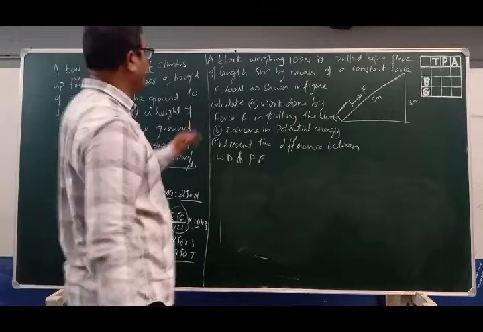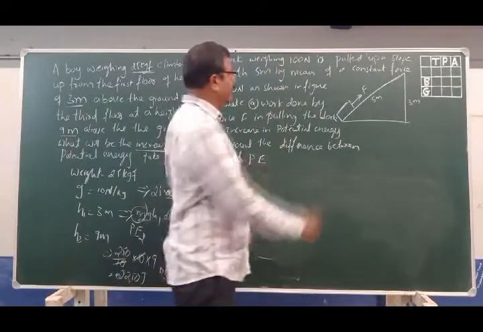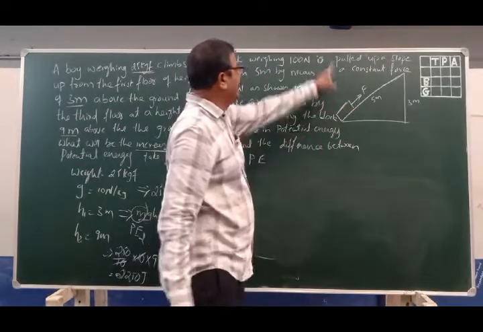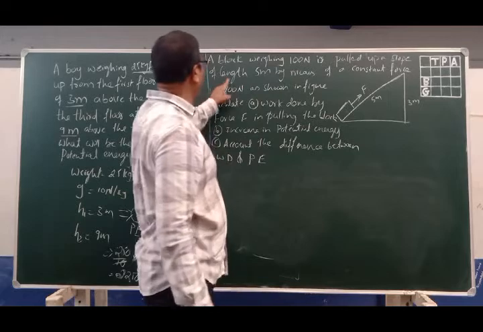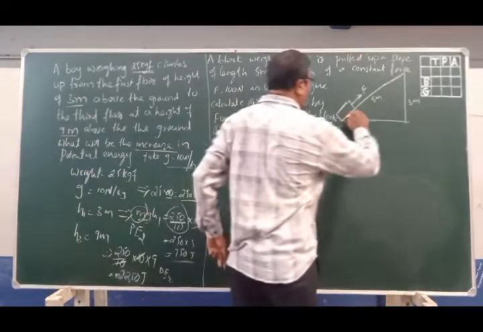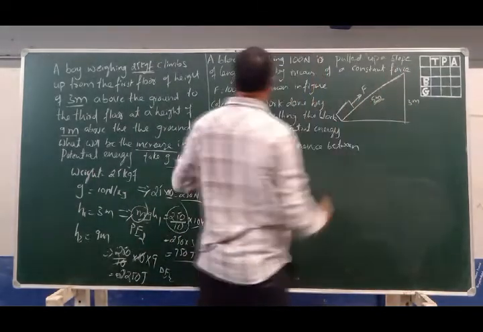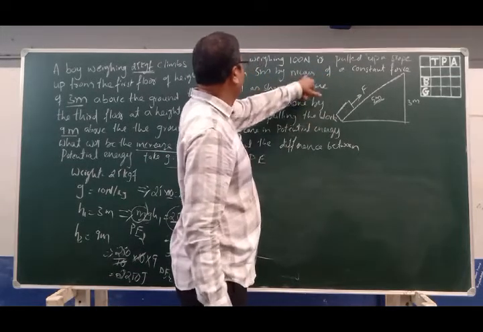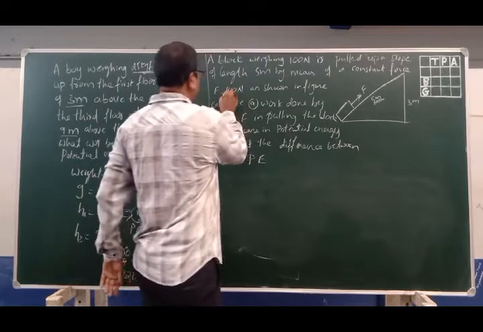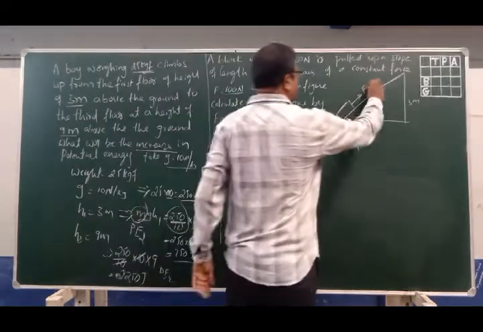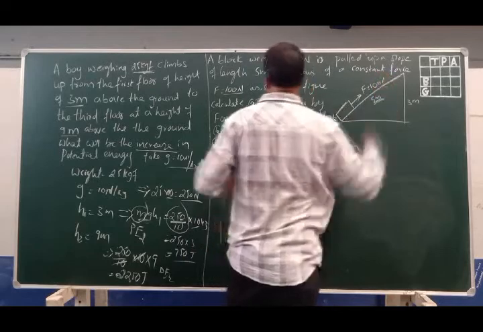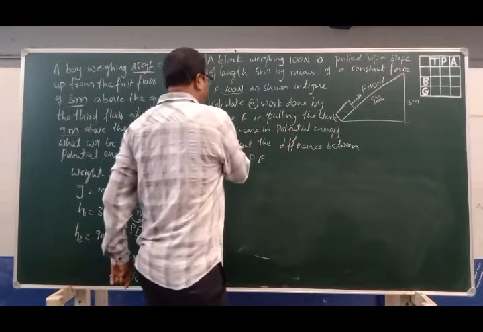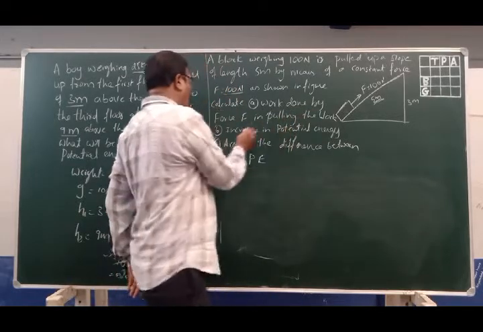Okay, see the second problem here. A block weighing 100 newtons is pulled up a slope of length 5 meters by using a constant force F equal to 100 newtons, as shown in the figure. Calculate the work done by force F in pulling the block.